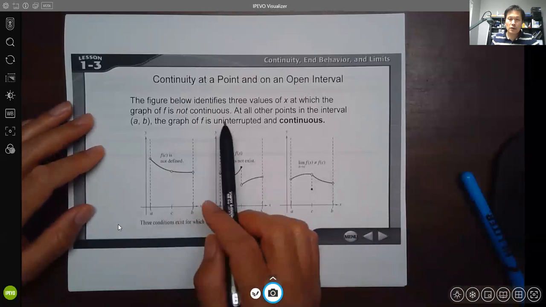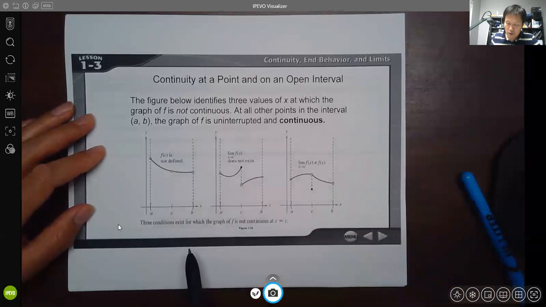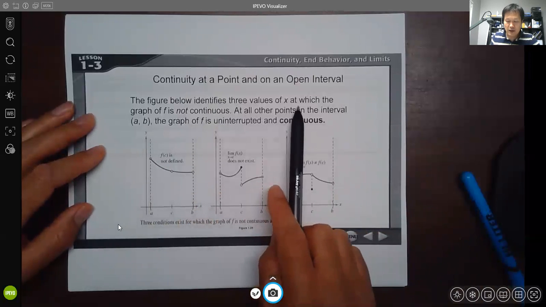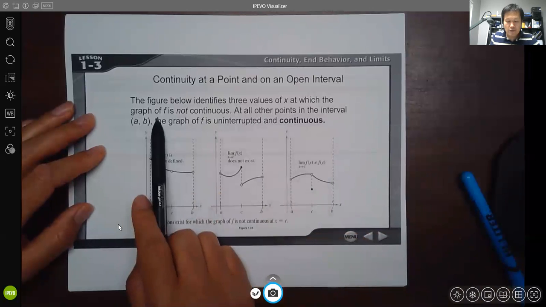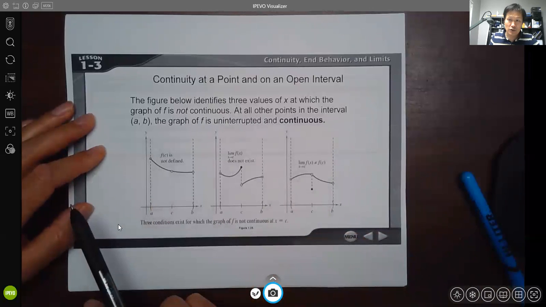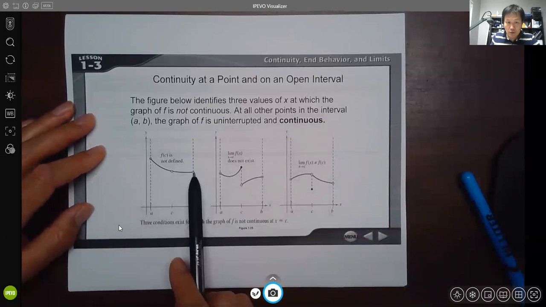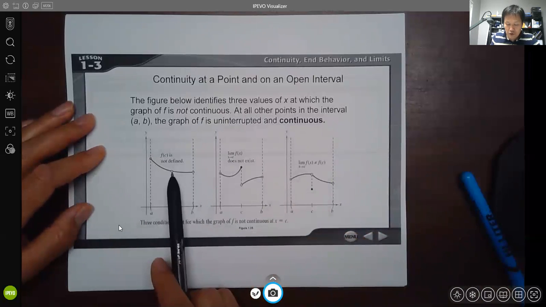Continuity at a point and on an open interval. The figure below identifies 3 values of x at which the graph of f is not continuous. If you look at this curve here, there's a hole here.